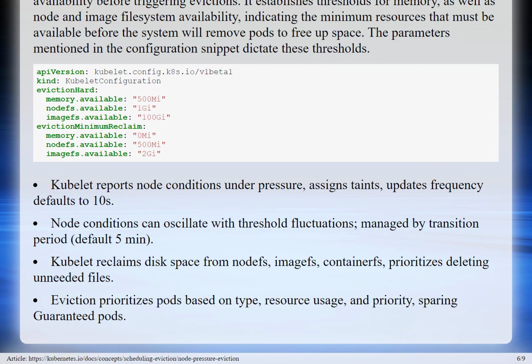Should resource reclamation prove insufficient, pod eviction is initiated. The kubelet determines which pods to evict based on resource usage, priorities, and requests. Generally, best effort or burstable pods where usage exceeds requests are likely candidates for eviction, while guaranteed pods, with precisely defined requests and limits, are minimally impacted. The priority of pods becomes a critical factor during evictions induced by inode or process ID starvation.